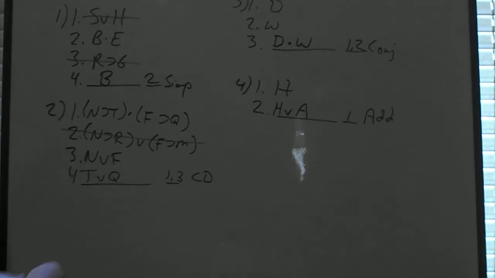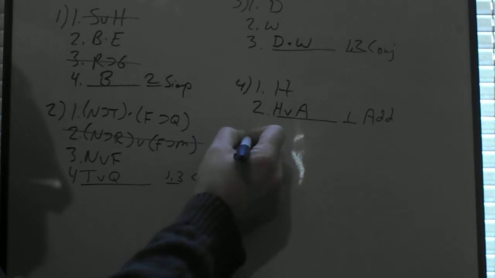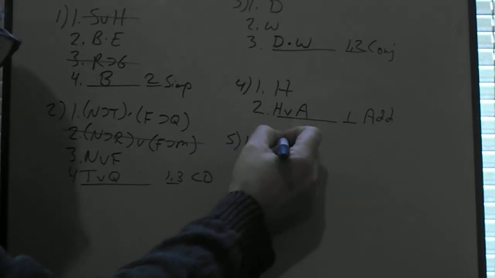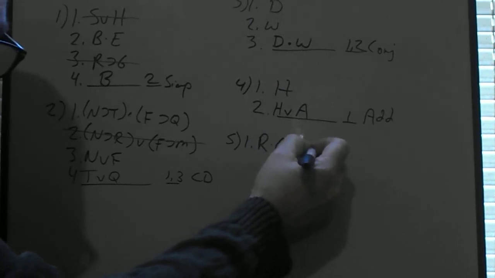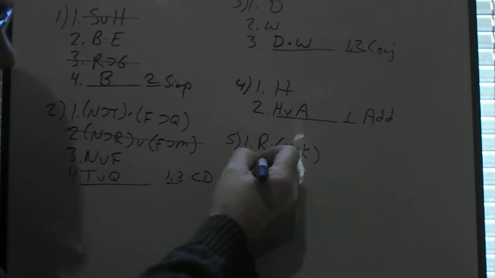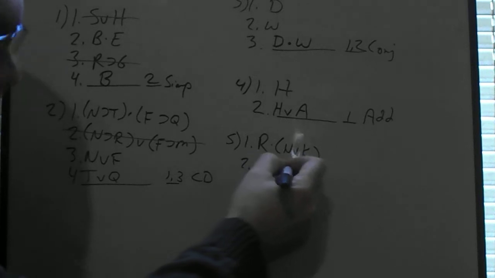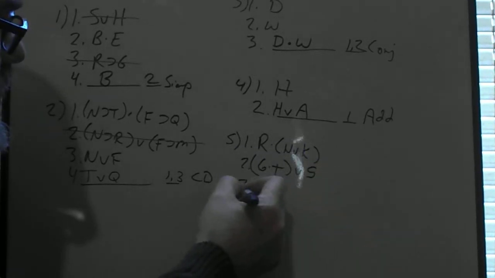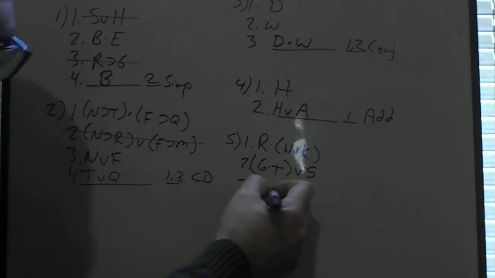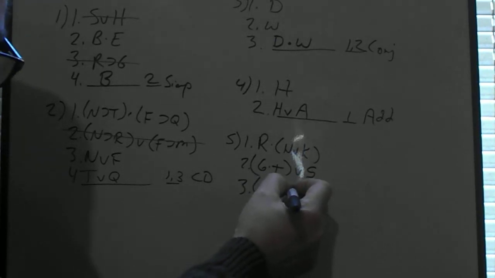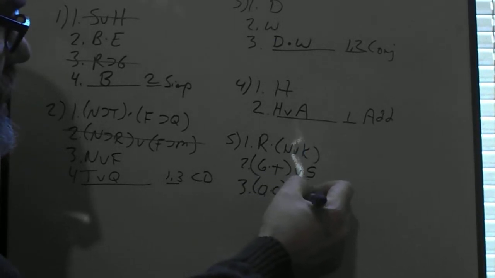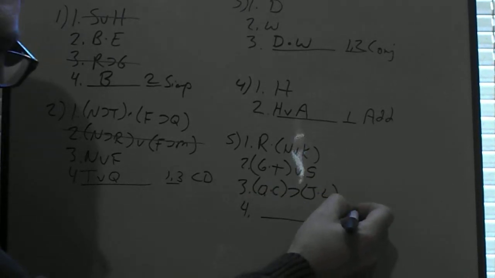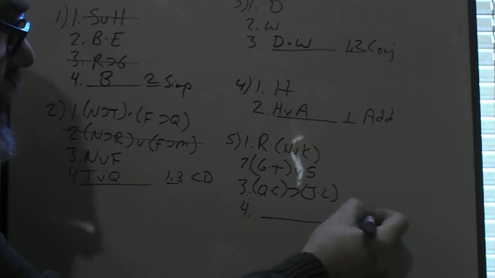Let me show you one more here at number 5, just to clarify something. We've got R dot N or K. We have G and T or S. We have Q and C, then J and L. And here they want us to do simplification.